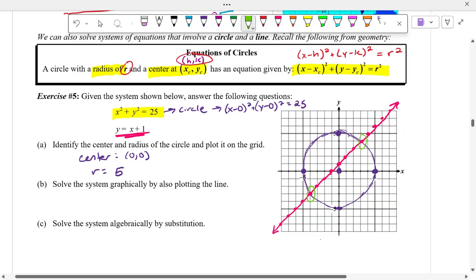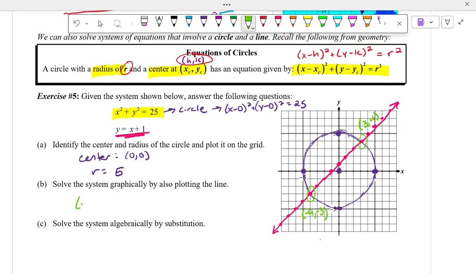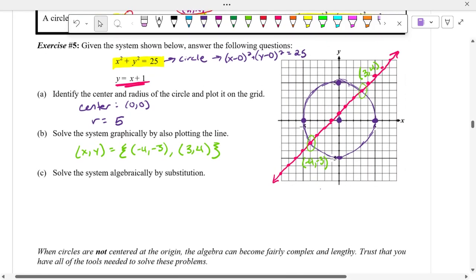What are the odds? Okay, so this may not be perfect on your graph, but this would be 3, 4, and this would be -4, -3. So if we solve the system, (x, y) is equal to -4, -3 and 3, 4. Now, that's if we solve it graphically, but we can also solve this system algebraically.